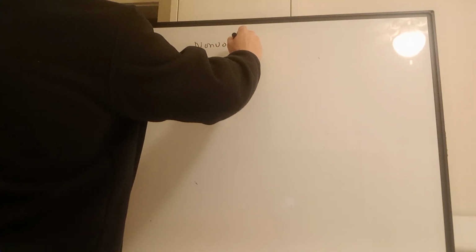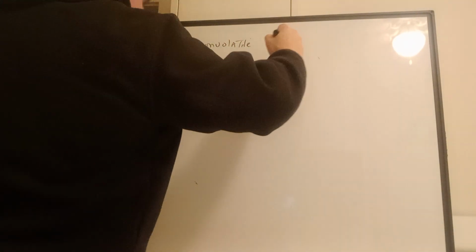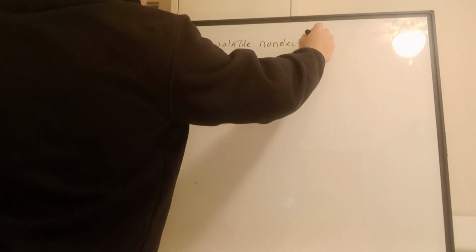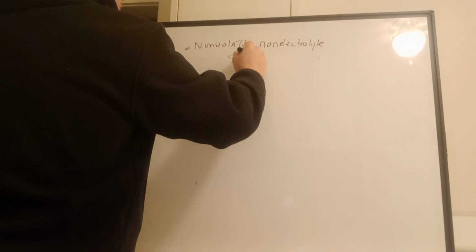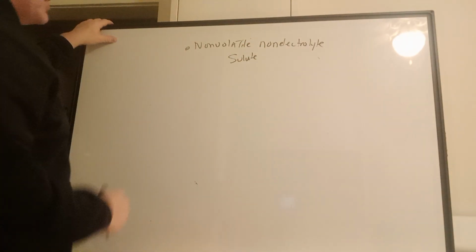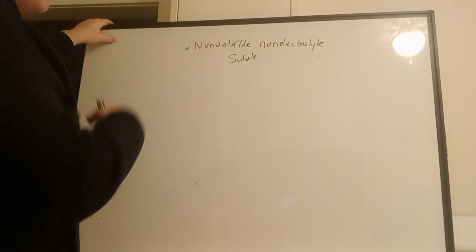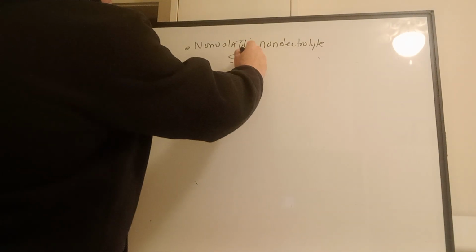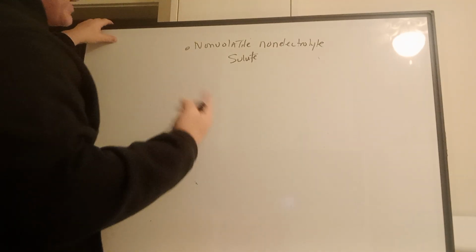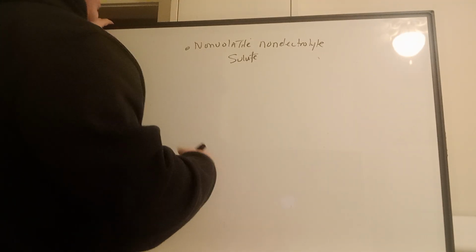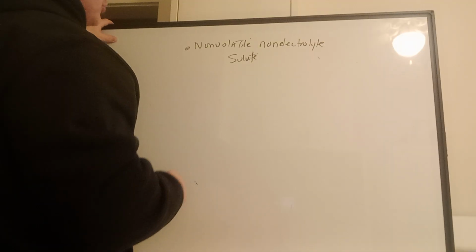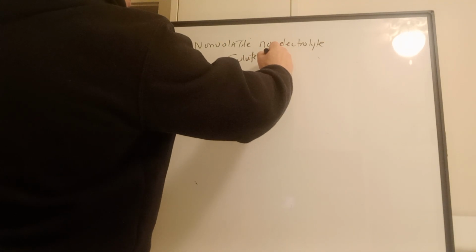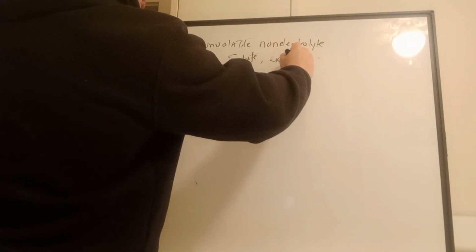non-volatile, non-electrolyte solute particles. An example of this, when we say non-volatile, it means it doesn't have a vapor pressure that's appreciable. It's got a very low or basically no vapor pressure. Everything actually has a slight vapor pressure, but it would be negligible compared to the solvent. And this could be something like, for example, a typical sugar.